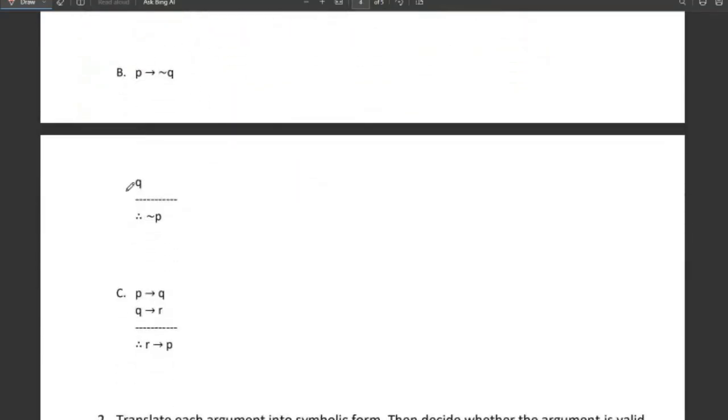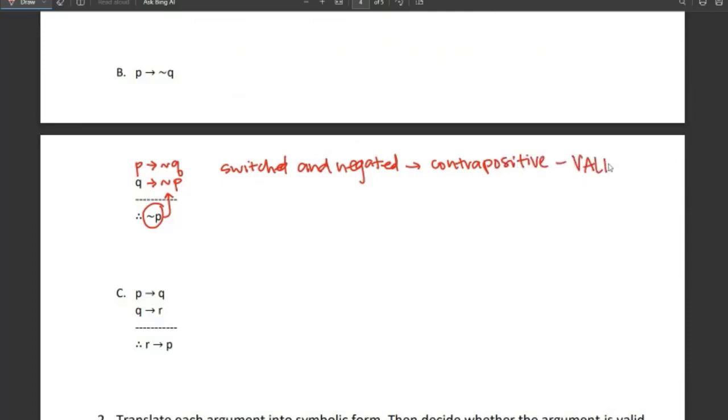All right, this one got separated, so I'm just going to put P and then negative Q right here. Okay, so let's bring negative P up. And it looks like we have switched sides because P was first and now it's at the end. And we've negated. So we have switched and negated. That is the contrapositive. And the contrapositive is valid.